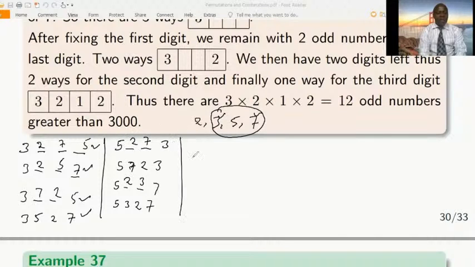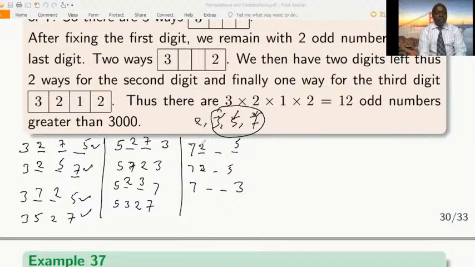Now, the other possibility I have for the first number is 7. That 7 can be first. And if 7 is first, then this should be 5, or this should be 3, because it must be an odd number. If this is 5, then I have 2 chances for the second number. I began with 7, so it could be 2 or 3.